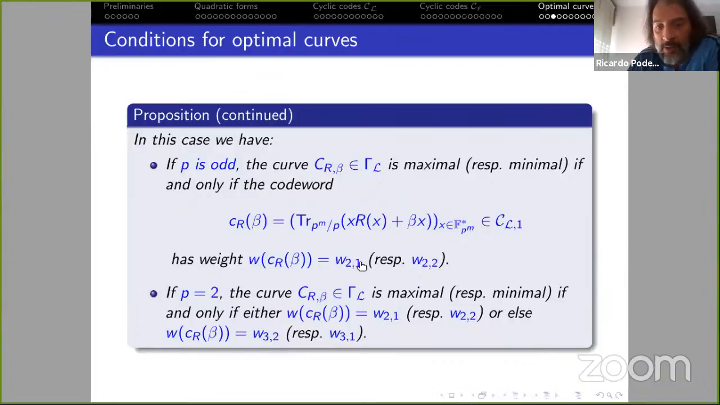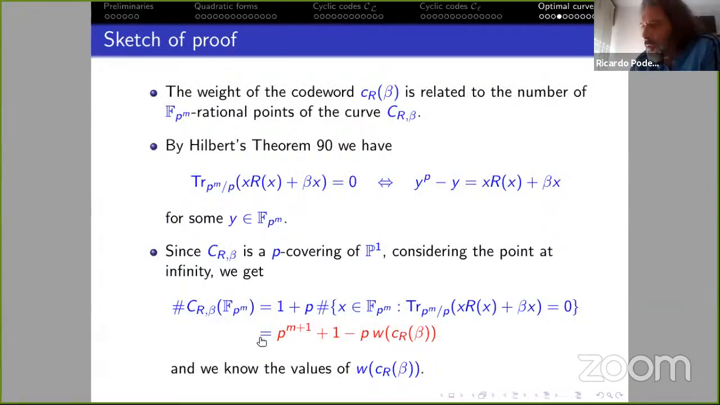This is the weight from the tables before. This code has precisely this weight, or this other one for the minimal. And for p equal to 2 it is similar. This curve is maximal or minimal if and only if the weight is, for example, for maximal, this one or this one. Okay, so this is a general condition we have.